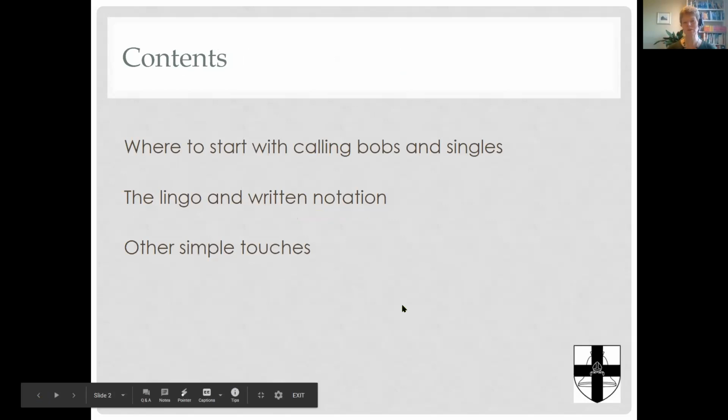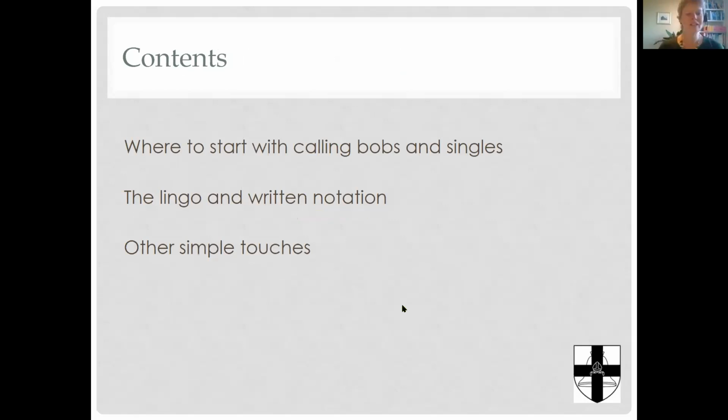Right. What I want to try and cover is basically, where do we actually start with the whole calling of bobs and singles, and I want to try and draw some of the parallels between what you would do when you're calling bob doubles and what you would do if you were calling bob minor, because there are some parallels.